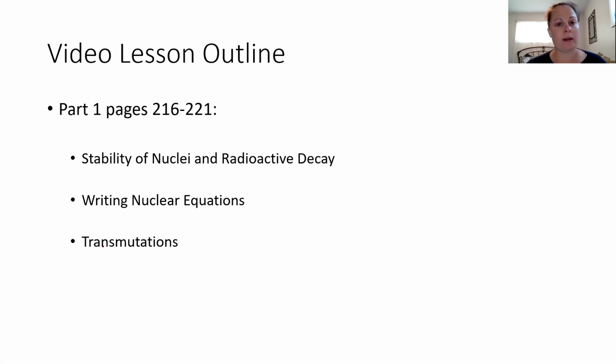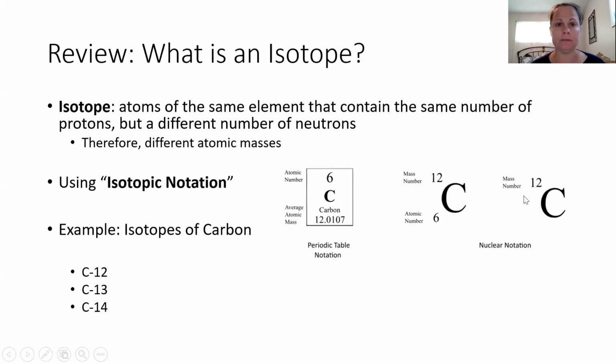We are only going to cover pages 216 to 221 this week. And this is going to cover what it means for a nucleus to be stable, what it means for a nucleus to radioactively decay, how to write nuclear equations, and defining transmutations.